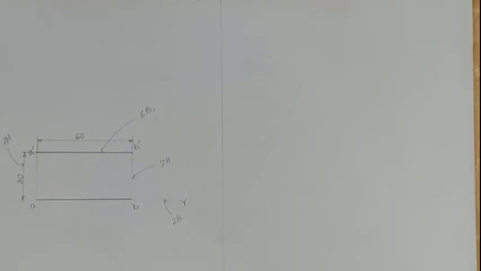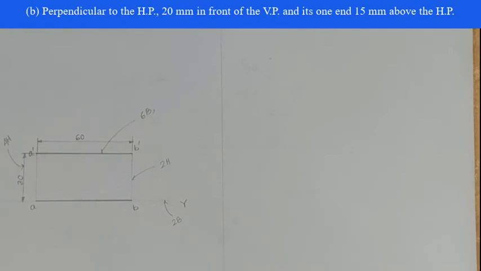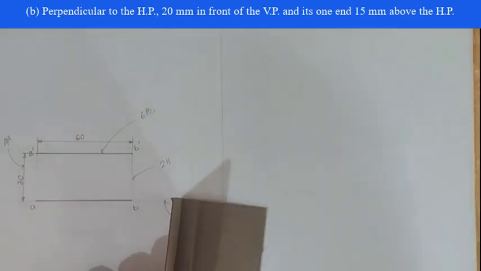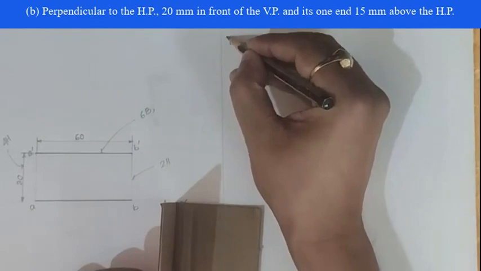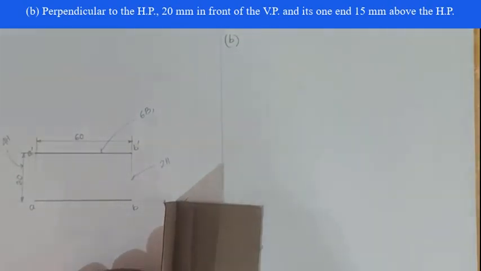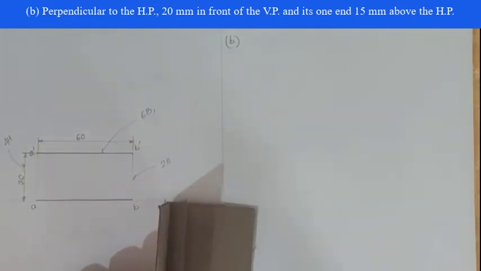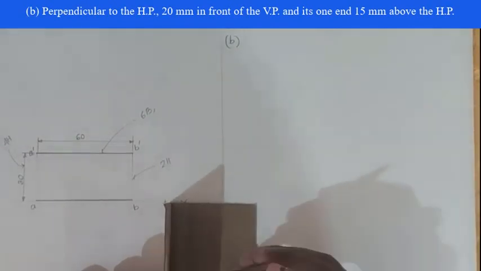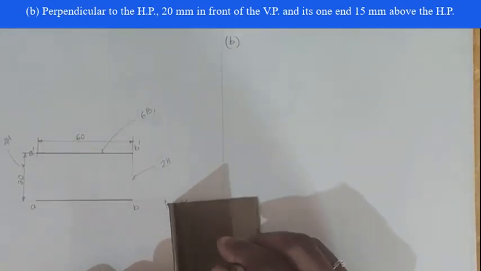Now let us see the second position. This is perpendicular to the HP, 20 mm in front of the VP and its one end 15 mm above the HP. Now let us see the position. This is our point B. Now see, perpendicular to the HP. It is perpendicular with the HP.